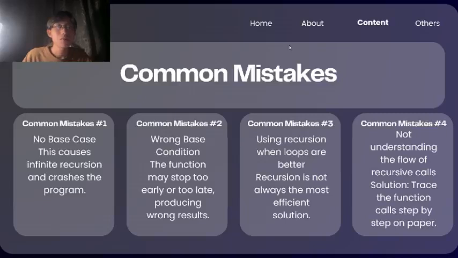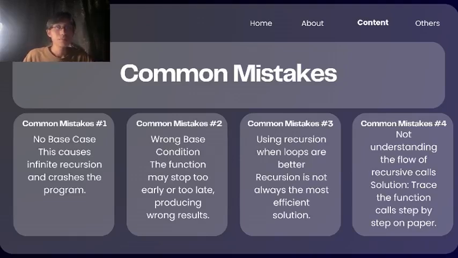Now, let's talk about some common mistakes students make when using recursion. Mistake number 1, no base case. If you forget the base case, the function will never stop calling itself. This causes infinite recursion and crashes the program. Mistake number 2, wrong base condition. Sometimes the base case is written incorrectly, so the function either stops too early or too late, producing wrong results.